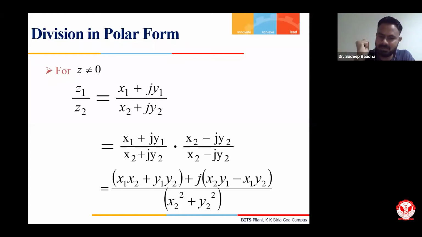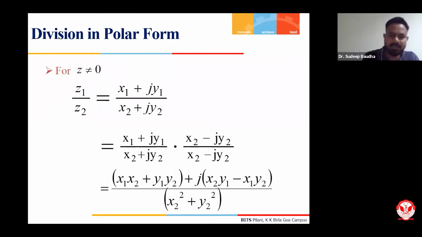Suppose I have at the bottom x2 minus jy2, then the complex conjugate becomes x2 plus jy2. Simply changing the sign gives you the complex conjugate of that particular number. So as I have already said, for division of two complex numbers, this complex conjugate is very, very helpful, because it ends up giving the denominator as a real value. And that is very important when we have to write the final product in the form of a complex number.